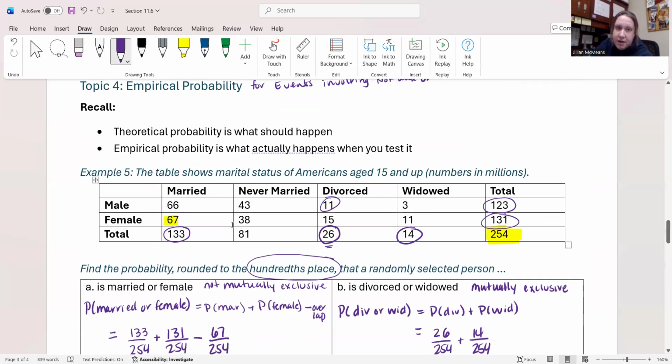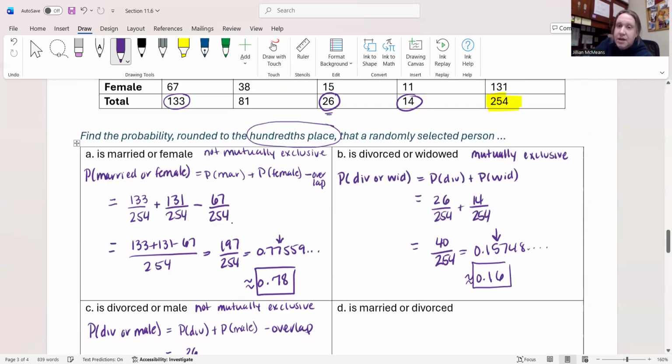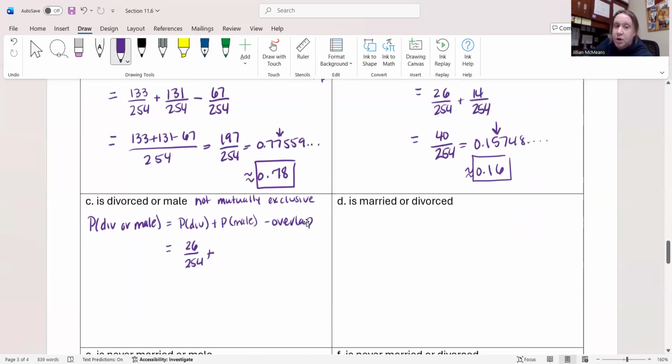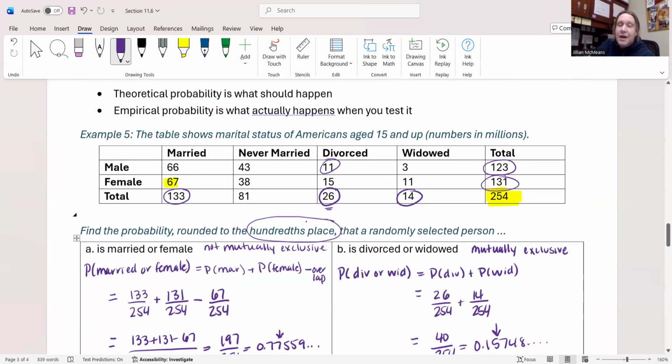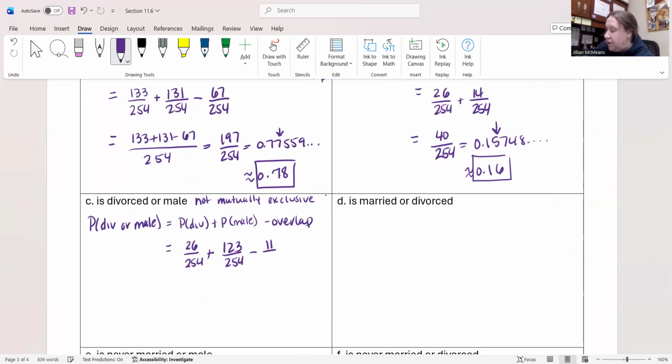So let's do that kind of slowly. Let's just do divorced for now. So divorced is 26 out of 254. Male is, I believe, 123 out of 254. But we need to subtract the overlap. So how many identify as male and divorced? Okay. So male and divorced is 11 million. That's this number right here. So 11 million out of 254. And again, you can just type all of this into your calculator and it will reduce it for you.